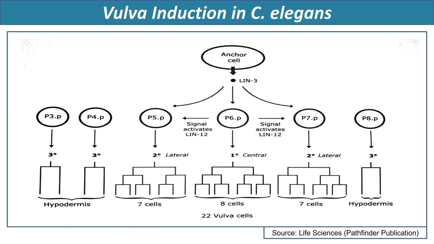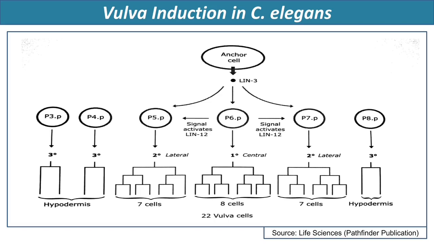Now in this particular slide or in this diagram, we will discuss the mechanism of vulva induction, that is, the formation of those 22 cells in C. elegans. Vulva development in C. elegans involves a network of intercellular signaling, signal transduction and transcriptional regulation. Let's start with the first step of it.